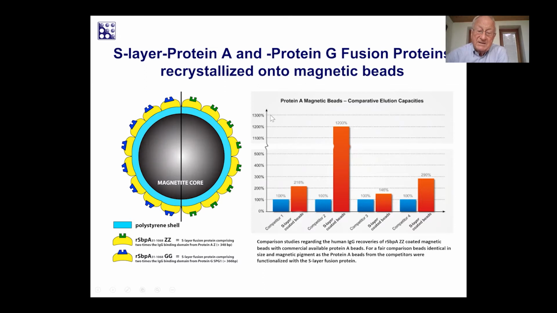And this is just a comparison to show how efficient such a regular array can be. This is the percentage of the elution capacity, the removed antibody from a cell culture supernatant, where we added these magnetic beads, and these are just commercially available beads. And here we see there is considerably more binding and release later on with the S-layer system.